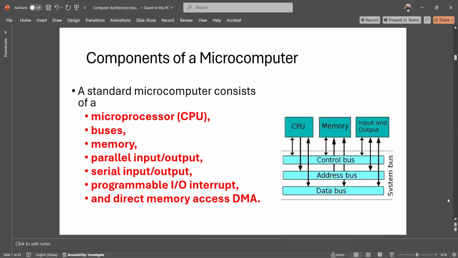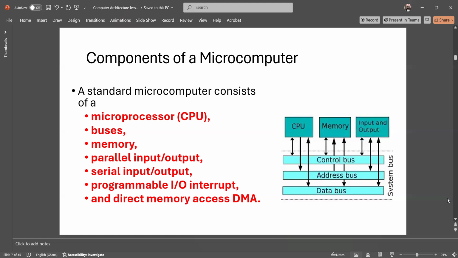It will need an input output device. Now, the input output device could be parallel or could be series. It could be one way or it could be two way. So we would see what all of those things are. We need programmable I/O interrupts. Interrupts are very important because some components are more important than other components. Some components need higher priority than other components.